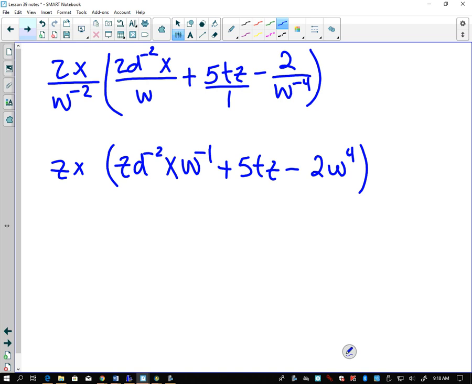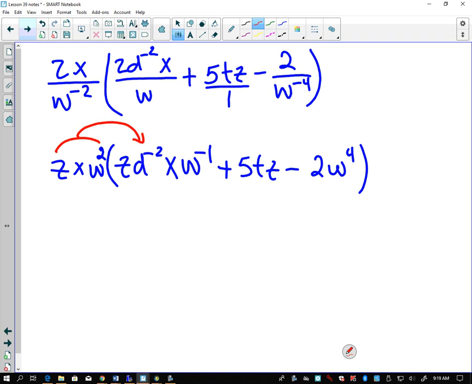Could I go ahead and bring the w up? All right, so that would become w what? W squared. So now I don't have any fractions at all, right? And I could have done that with the other question too. But now what am I doing? I'm distributing, correct? All right, so let's do this one step at a time.